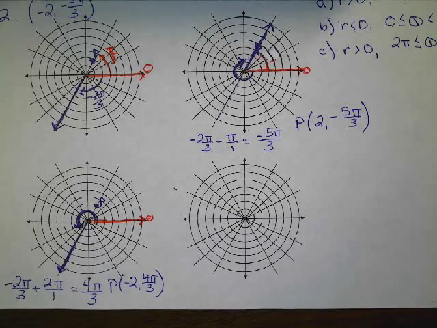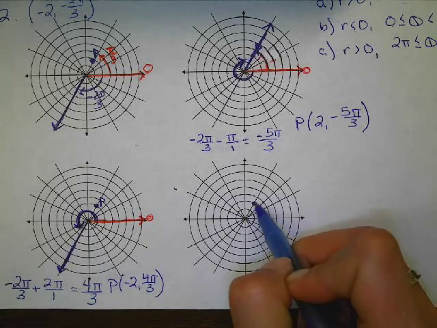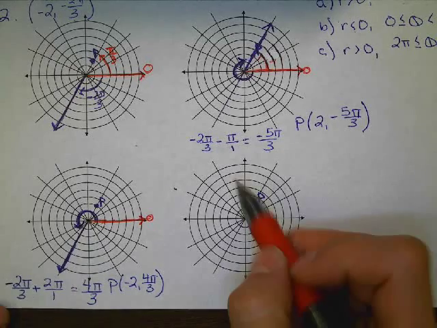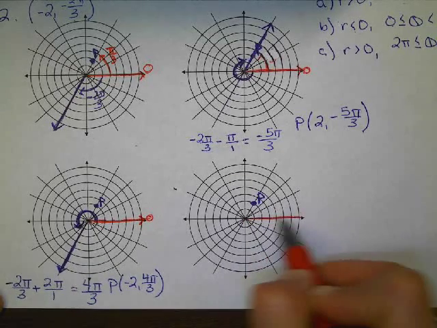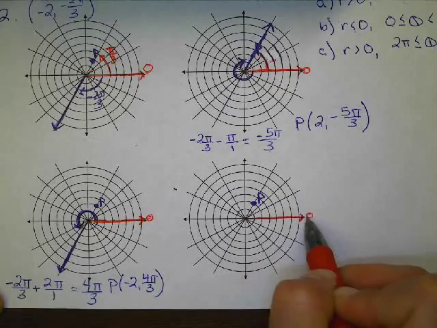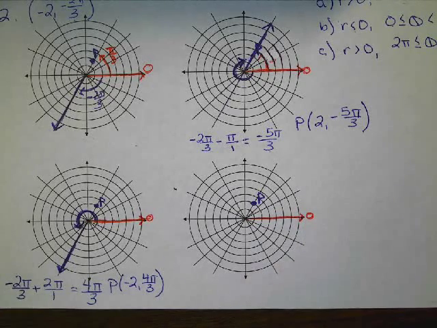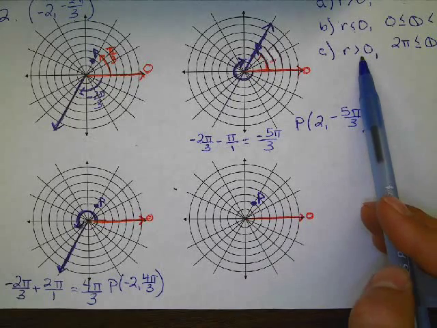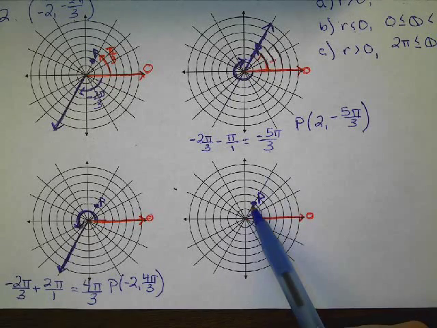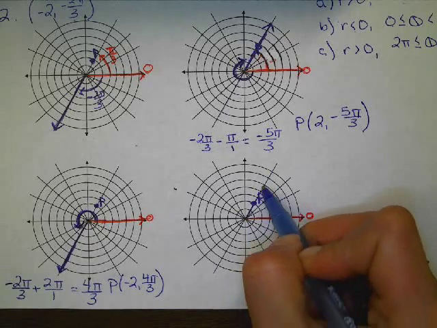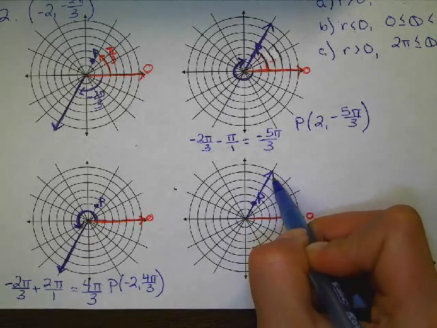Alright, part C. My point, of course, is always going to be in the same spot again, so I plot my point there. My axis is right here at 0. And now, since my radius is a positive radius, that means the point is going to lie on the same line as the arrow. So my arrow needs to go along this line here.